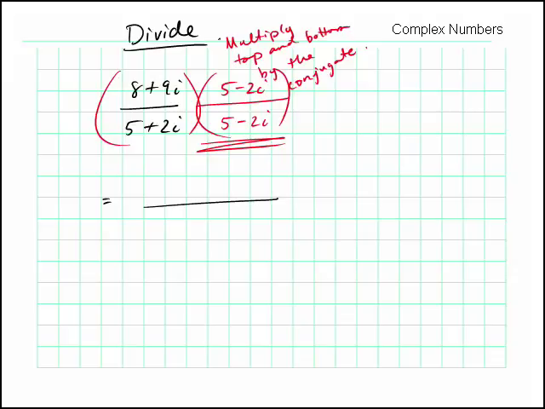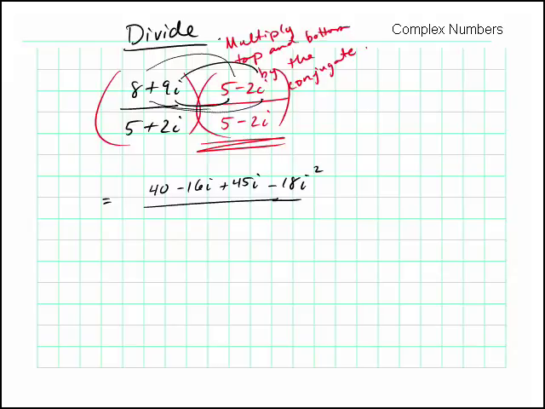I've got to FOIL this out. So I'll take the numerator first. FOILed out, 8 times 5 is 40. 8 times negative 2i is negative 16i. 9i times 5 is 45i. And then we've got 9i times negative 2i. That's negative 18i squared. So the numerator FOILed out is that.